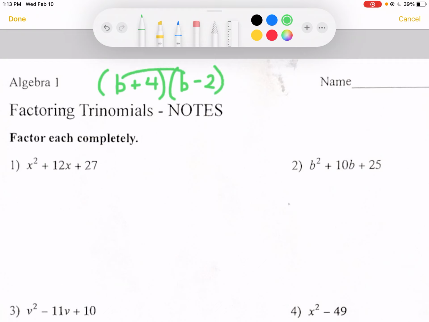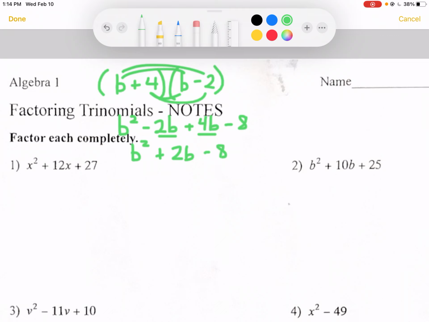So b times b gives us b squared. B times negative 2 is minus 2b. 4 times b is plus 4b. And 4 times negative 2 is minus 8. And then b squared plus 2b, right? I can combine these two, minus 8. So I have something like that.